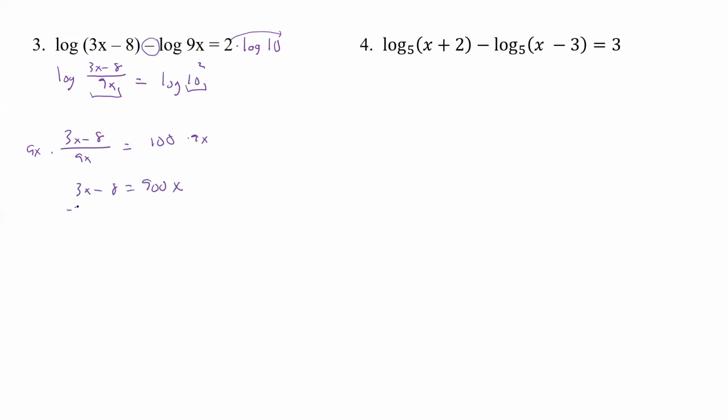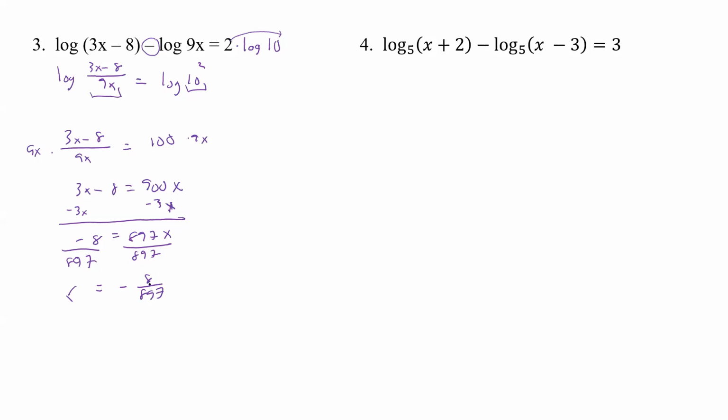Well, let's subtract 3x. And so we get negative 8 equals 897x. So divide by 897, divide by 897. So x is equal to negative 8 over 897. Okay. Now, what does that mean?